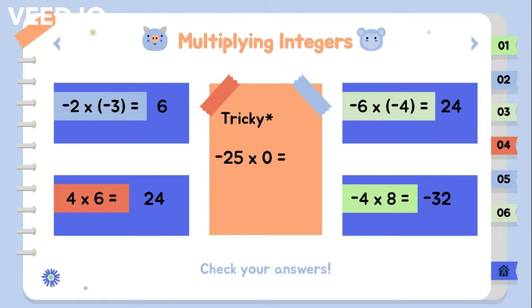Now for the last one, it's a tricky one: negative 25 times 0. Oftentimes, many students get this one confused because there's a negative sign in front of the 25. But remember, according to the 0 rule, anytime you multiply a number with 0, the answer will always be 0, whether it is negative or positive. So the answer is still 0, whether it's negative 25, 25, or any other number out there.